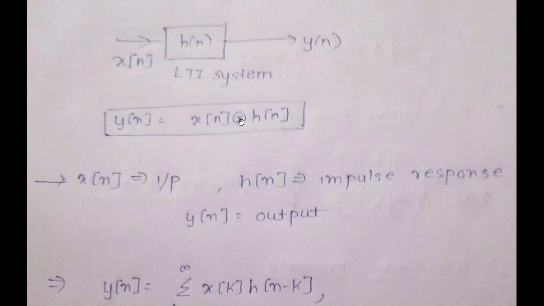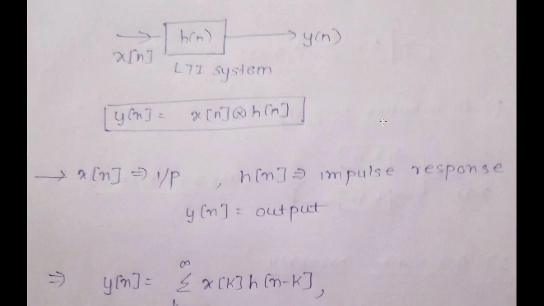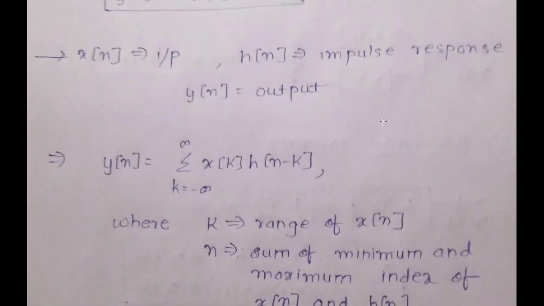So as I told you, we are talking about the discrete domain. So we have x of n. h of n is the impulse response, and y of n is the output, but in terms of the discrete domain. Hence my y of n is equal to x of n convolved with h of n. Now my x of n is the input signal, my h of n is the impulse response, and my y of n is the output.